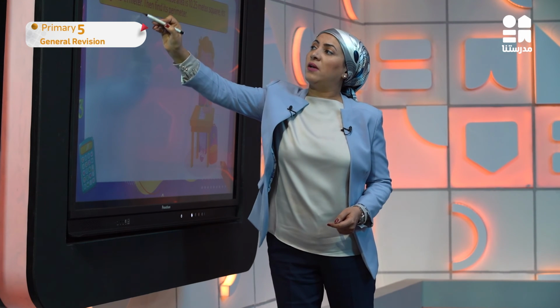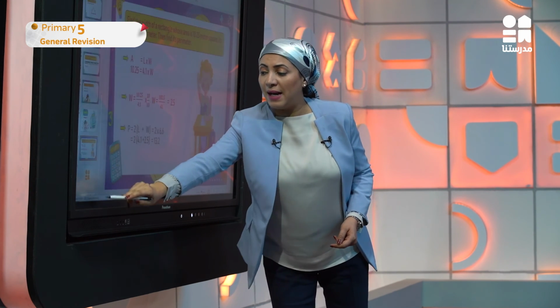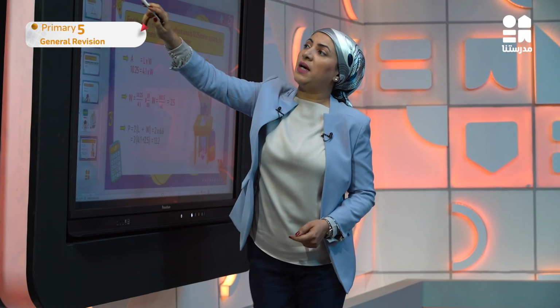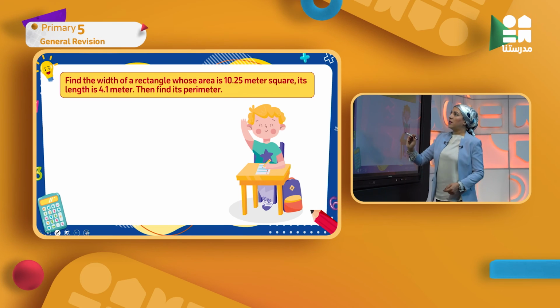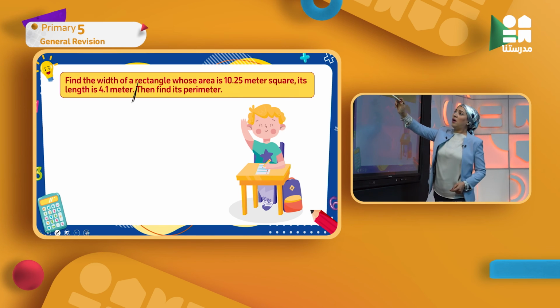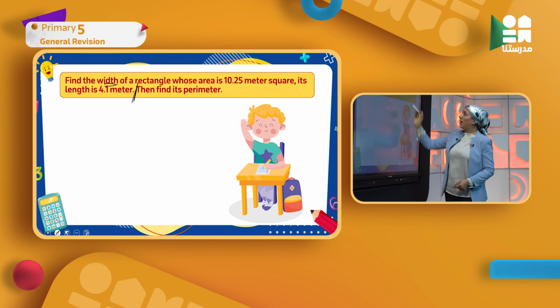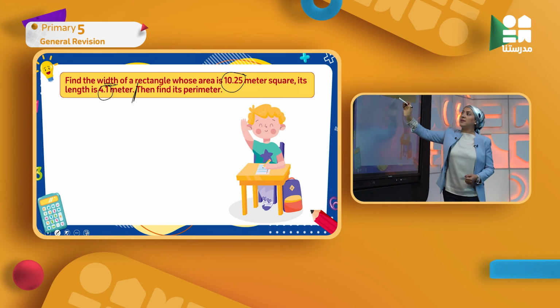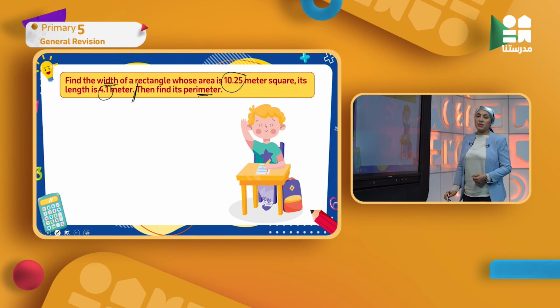But I must always remember and focus when I have this, so that I don't forget any part of these questions. Okay, so the first one stops at the word meter. I need to find the width of the rectangle, and I have its area and its length. After I get the width, I will get the perimeter for this rectangle.